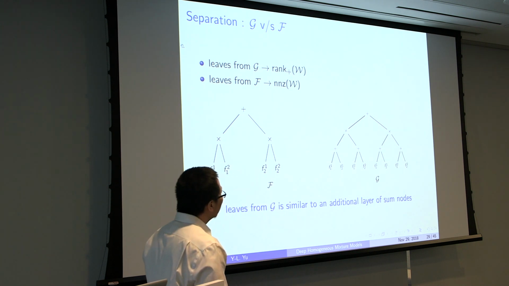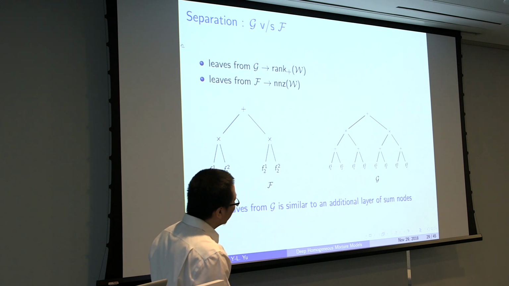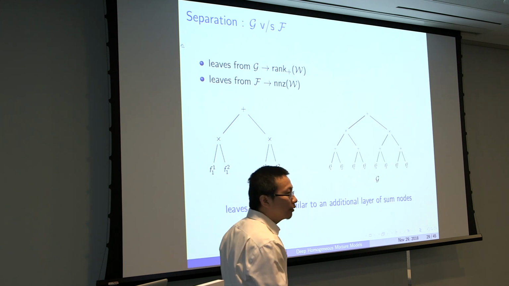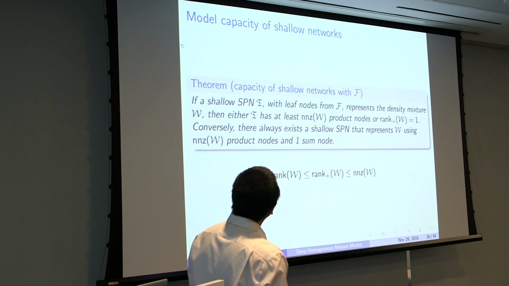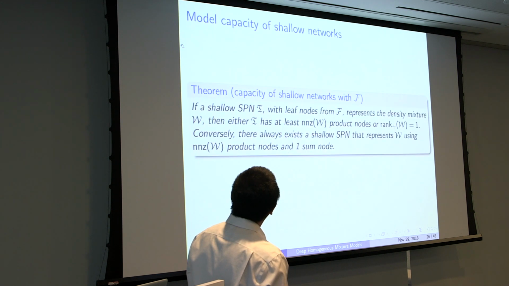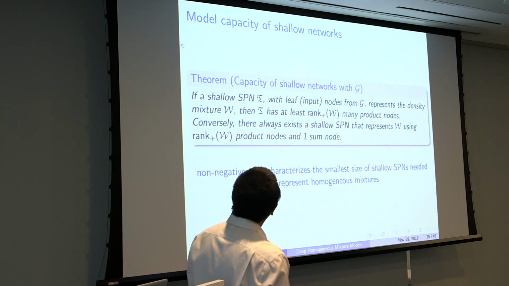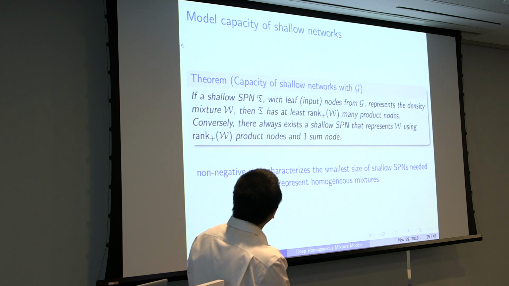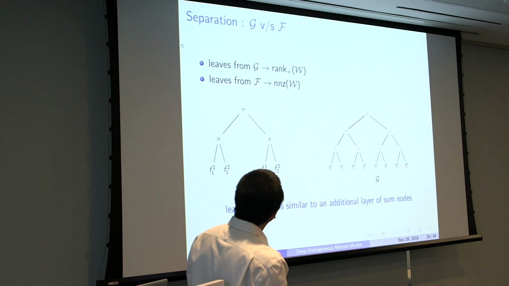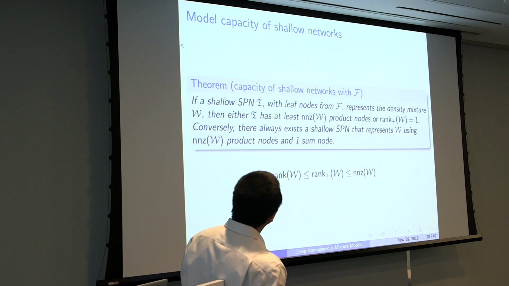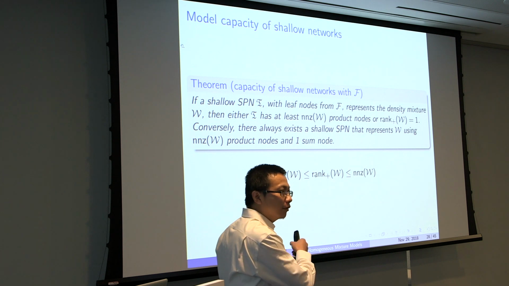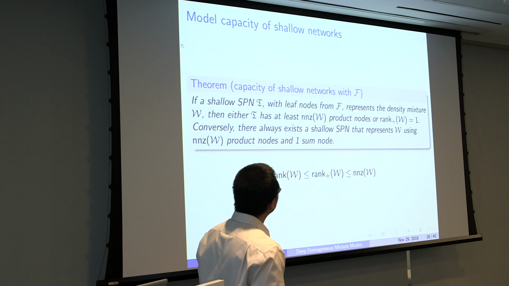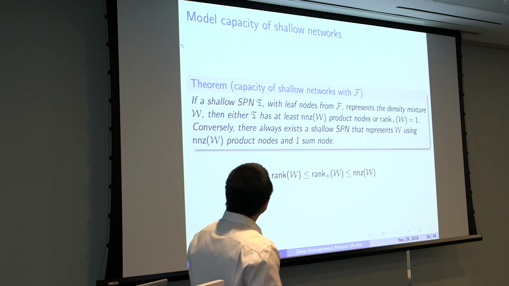And what we prove is, if you're going to represent a density function with this architecture, then the number of product nodes you need is the rank of W. And if you want to represent in this architecture, the number of product nodes you need is the number of non-zeros in this tensor W. I said it opposite in the beginning. Apologize for that. So what does it mean?